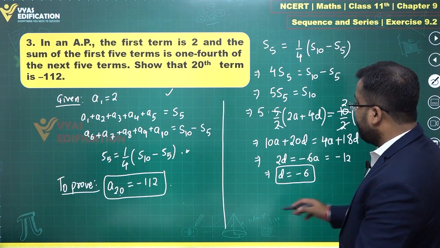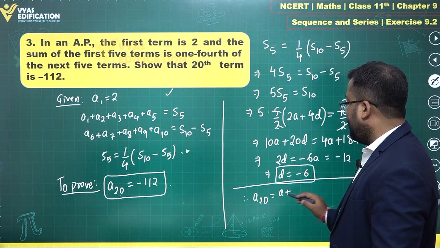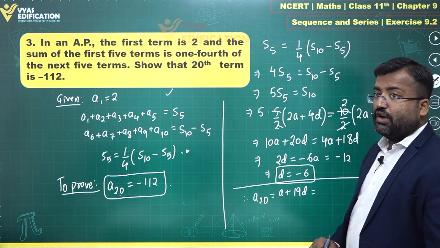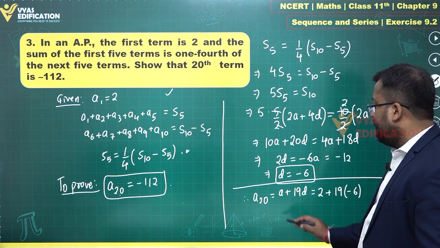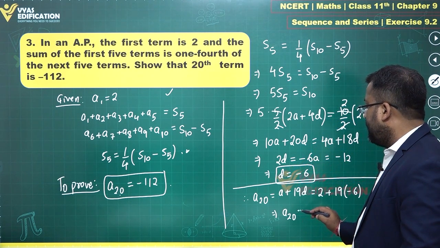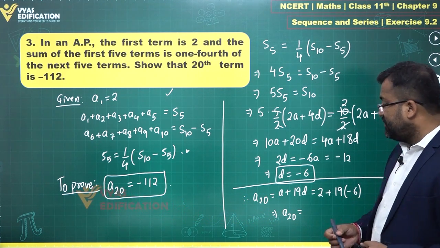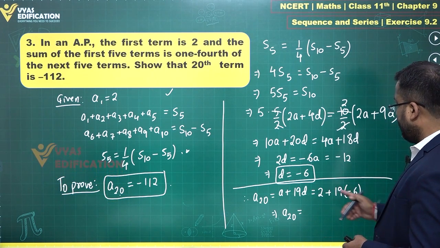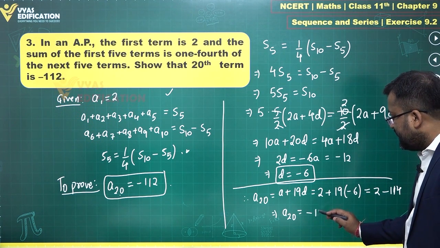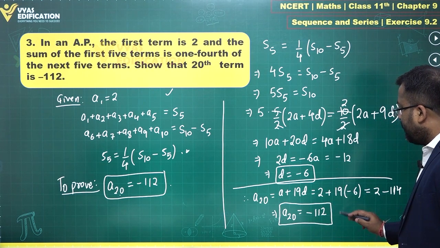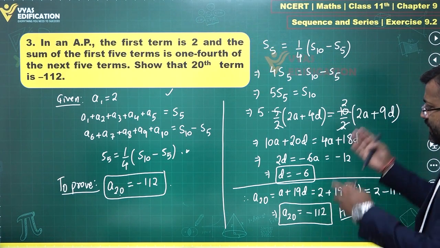And since you have found the common difference, therefore A20, which is A plus n minus 1, which is 19 D, will be equal to what? A is 2 plus 19 times minus 6 is what you get. And what does that give me? A20 will be equal to 19 times minus 6. Had this been 20 times 6, that would be 120. So this is actually minus 114 plus 2. This is 2 minus 114. And what is this equal to? This is minus 112. So A20 is minus 112, and this is what we started with proving. This is what we wanted to prove. We have proved that. That's the complete proof of this question.